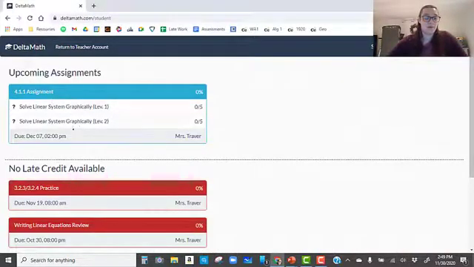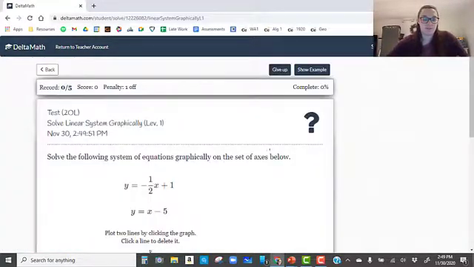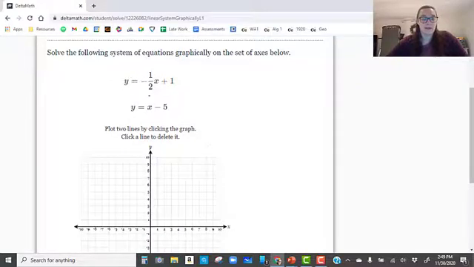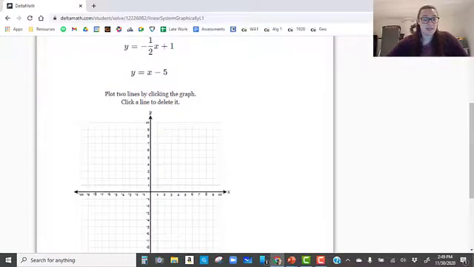On this 411 assignment, you'll see there's 2 bits to it. There's 5 problems. There's level 1 and 2. They're pretty much the same. Let's do one from level 1. It's got our 2 equations similar to what we had, and it says plot 2 lines by clicking the graph, and then click a line if you need to delete it.